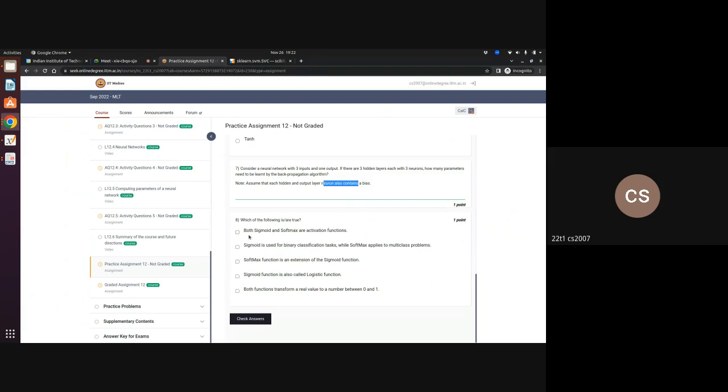Now let's see these options. Both sigmoid and softmax are activation functions, yes. Sigmoid is used for binary classification while softmax applies to multi-class. Softmax is an extension of sigmoid. Sigmoid is also called logistic, we know that. Both functions transform a real value to a number between 0 and 1. So all these are correct. Okay.